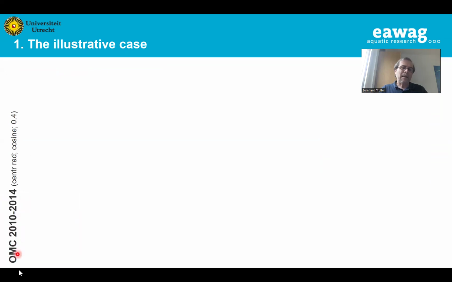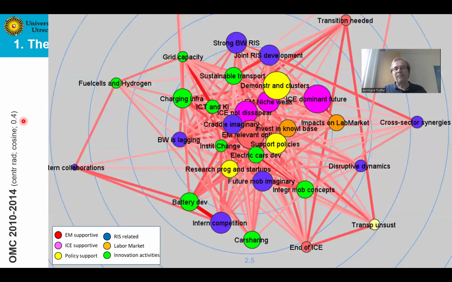But before doing that, I would want to point you to this sideline that I have put up, which is a code for the specific parameter setting that led to this presentation. So OMC means one-mode concept networks in the period from 2010 to 2014. It was done with a centralized radial layout, a cosine distance calculation for the similarities, and a backbone filter of 0.4. That means all the links that were smaller than 0.4, or the CSV values that were smaller than 0.4, were just deleted to have a neater picture.